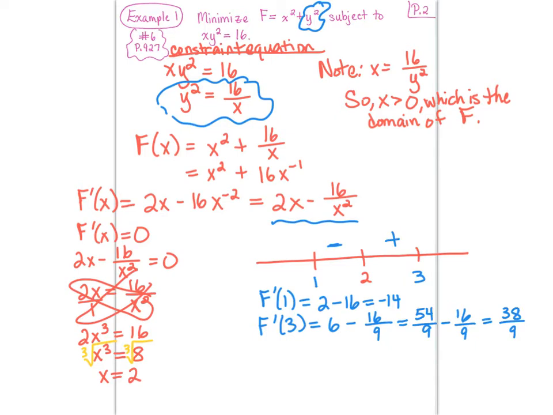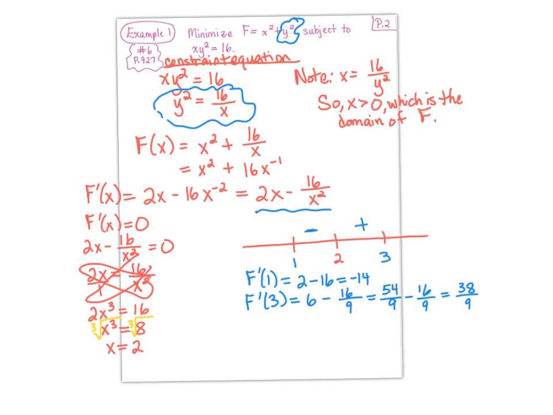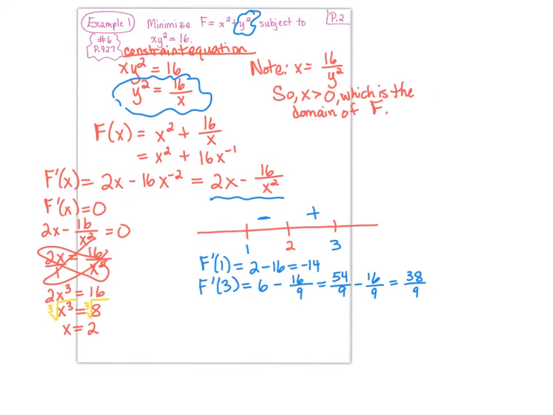So we changed from negative to positive at our critical point, which was 2, which means we have an absolute minimum. So let's move this up. So we have an absolute minimum.